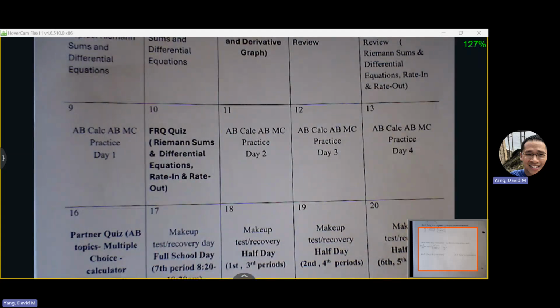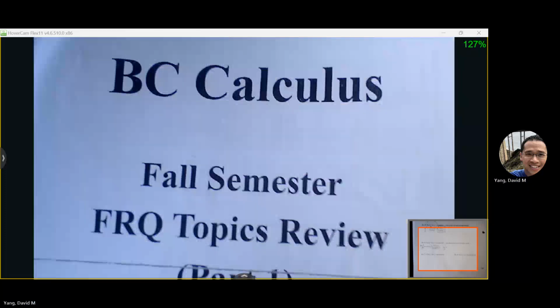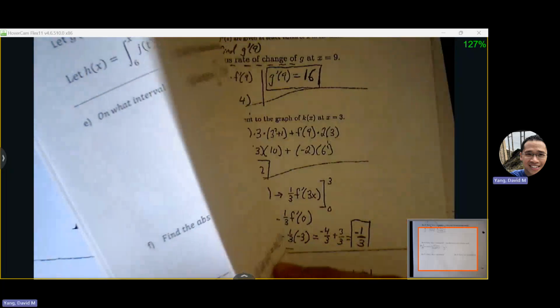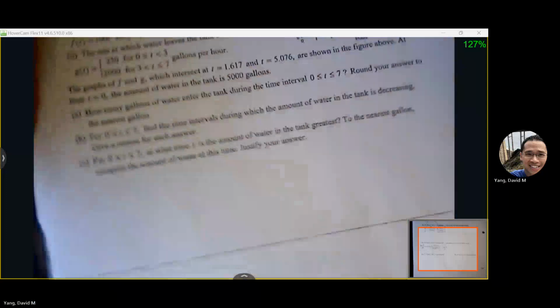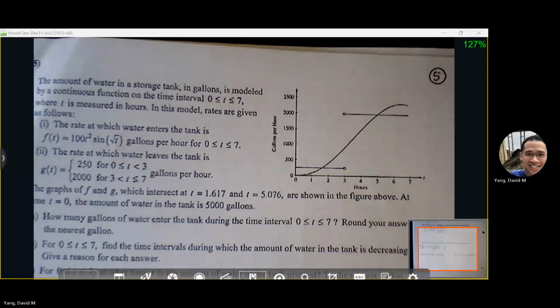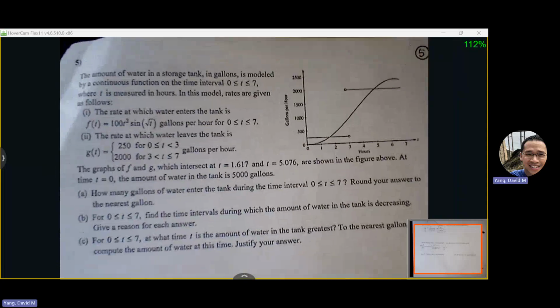But there is a rate in, rate out problem that we didn't get to that I want to do from the previous packets. So this is in packet 1 that we were working on yesterday. Okay. Topics review part 1. We skipped over one rate in, rate out that I want to do here. So this is on page 5. Right, this is with calculator.